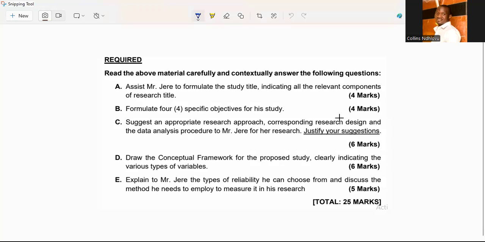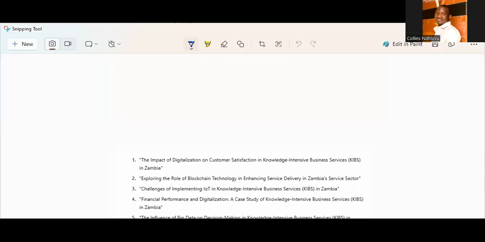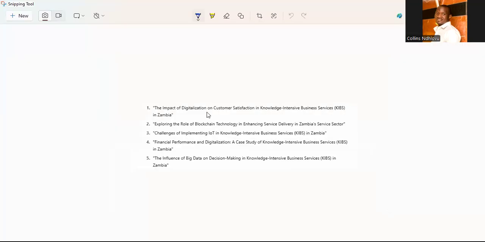You can choose any. Like I said, you're not limited to what topics you can choose, just based on how you understood. So from the read up, we can say number one, since we're talking about digitization, the impact of digitization on customer satisfaction in knowledge intensive business services, for example. Or we can say exploring the role of blockchain technology in enhancing service delivery, or the challenges of implementing IoT in knowledge intensive business services. You can also say financial performance and digitalization, a case study of knowledge intensive business services, or the influence of big data on decision making in knowledge intensive business services in Zambia. So everything is pointing to what we're reading there. So can we pick one topic so that we can go by?